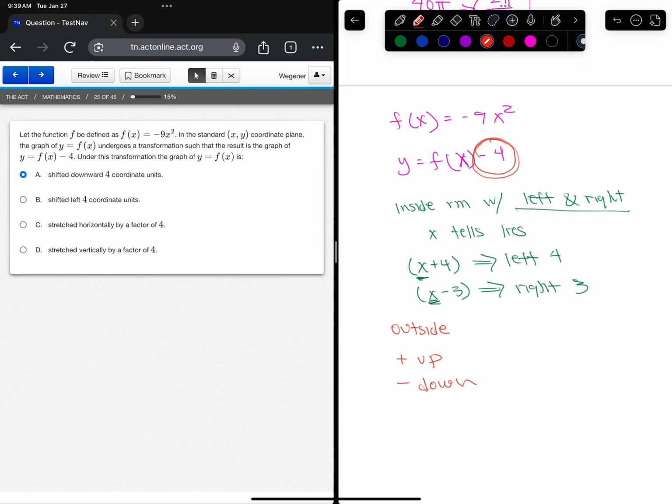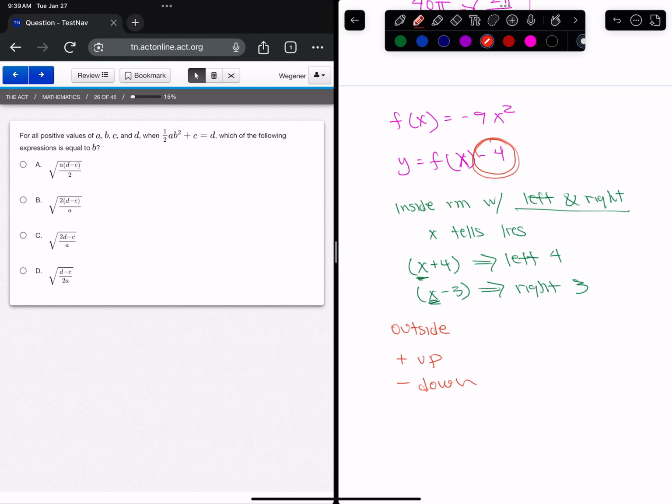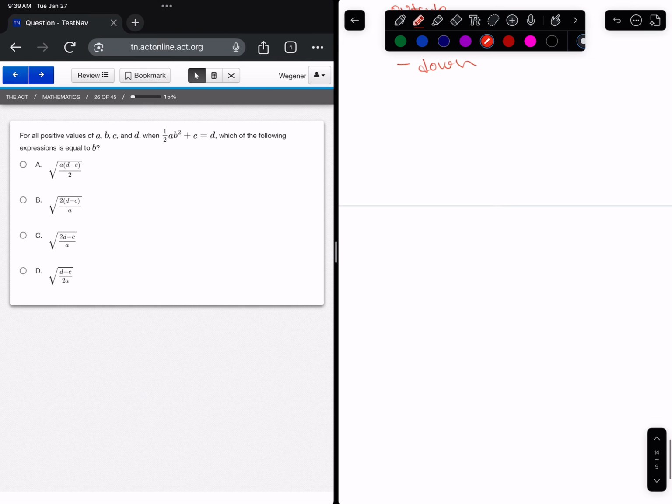Okay, sorry for the long explanation. I just wanted to show you guys all the different types you might see for transformation. But that's it. I know it's a really long question, but it's just trying to confuse you with a lot of words. All right, moving on to question 26. Here is a question that tests us to see, hey, can you undo this?